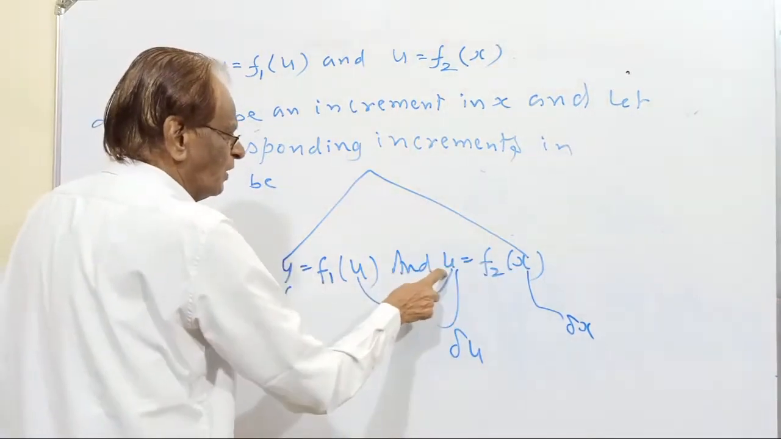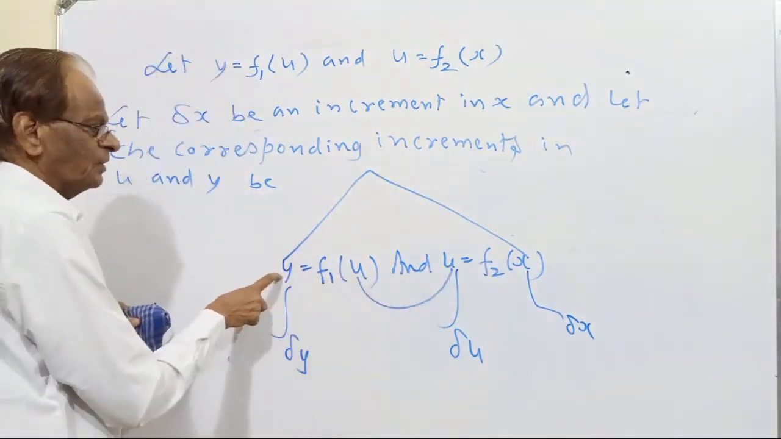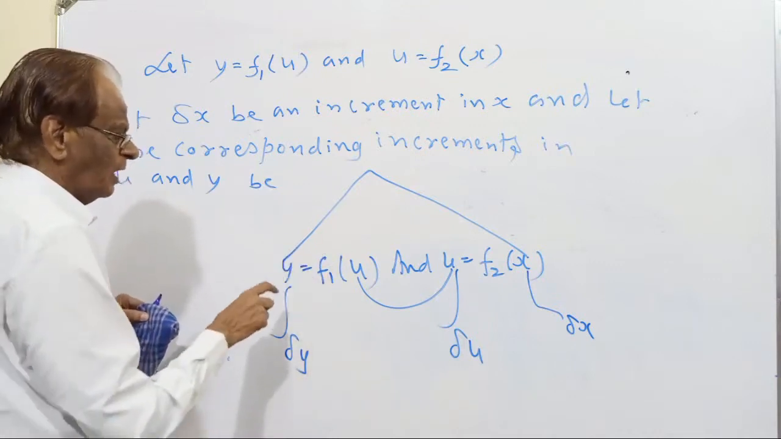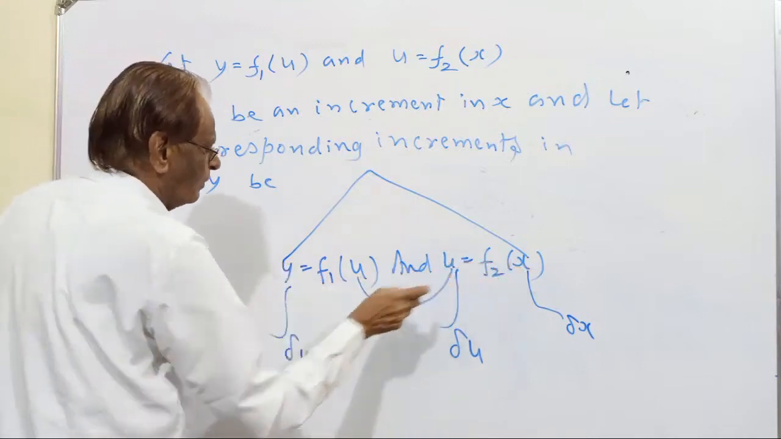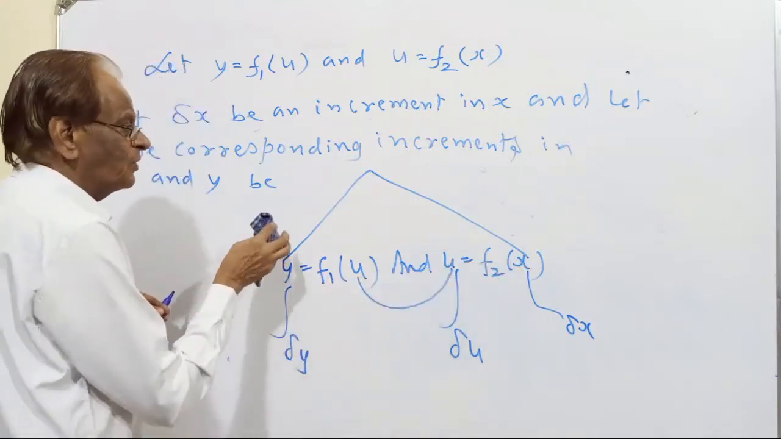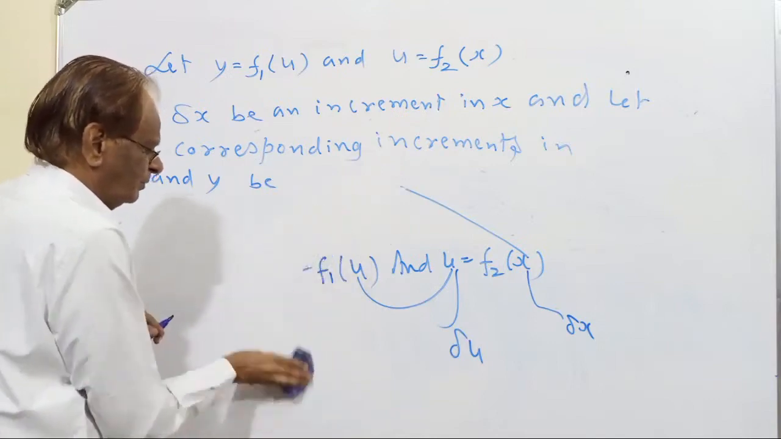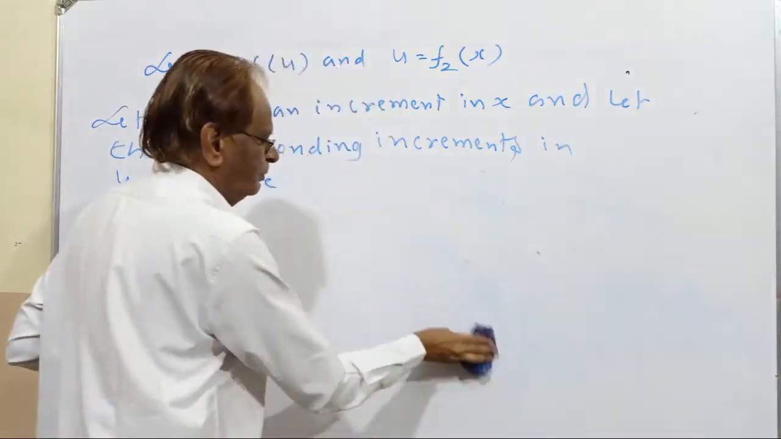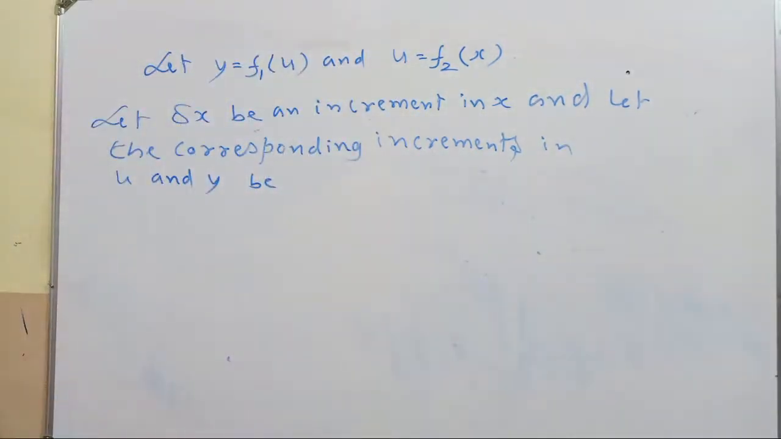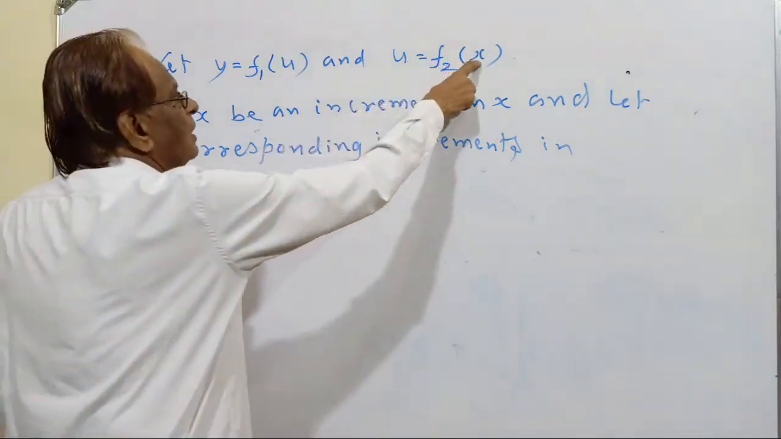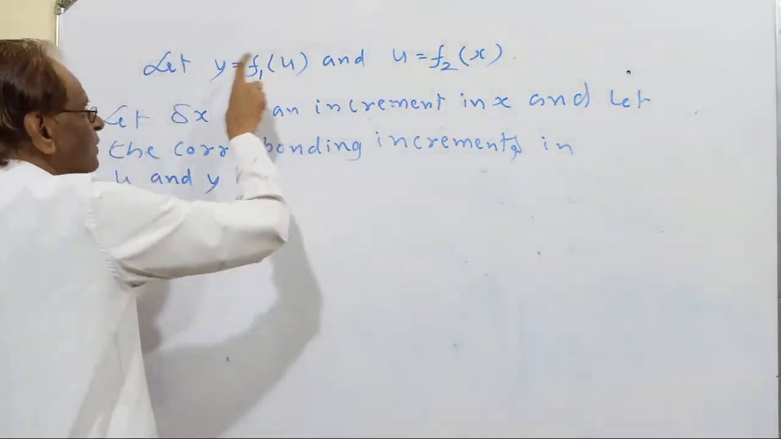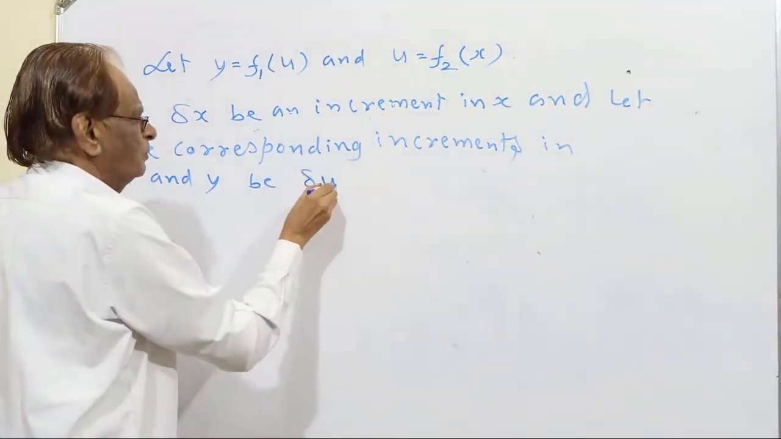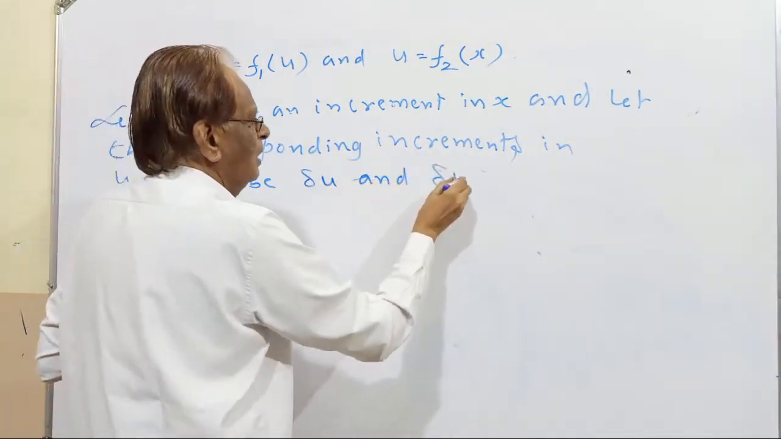If x changes, u changes. If u changes, y changes. And here y is a product of two functions, or y is a function of a function of x, called y is a composite function of x. First x changes, u changes. U changes, finally y changes. Delta u and delta y respectively.